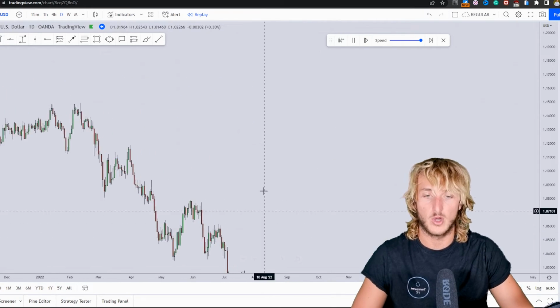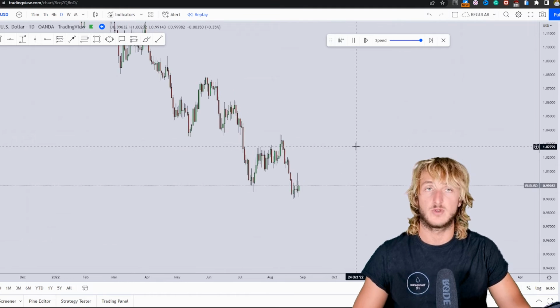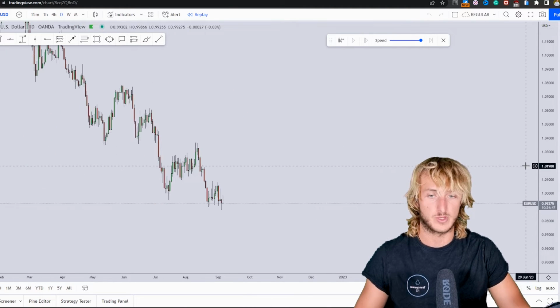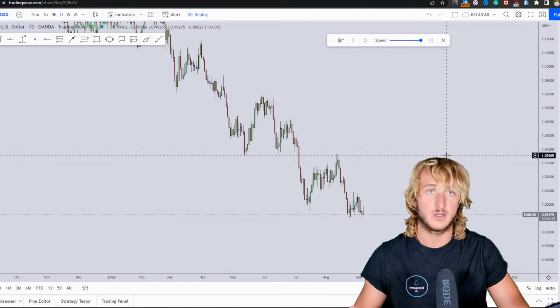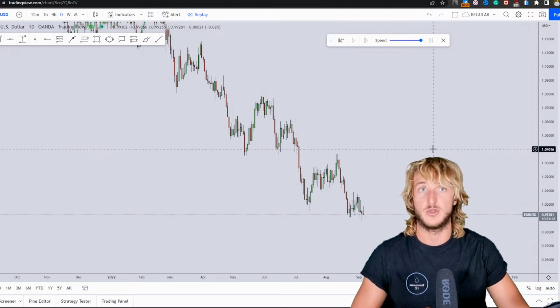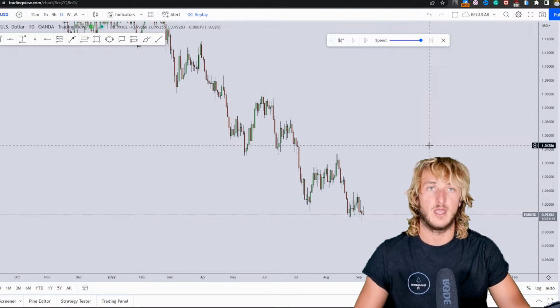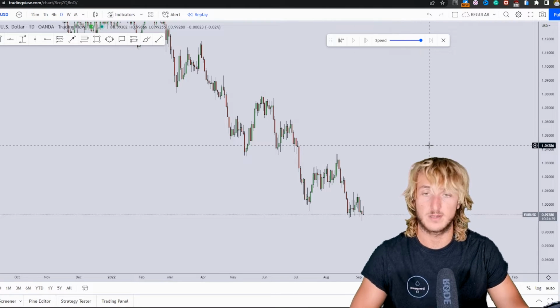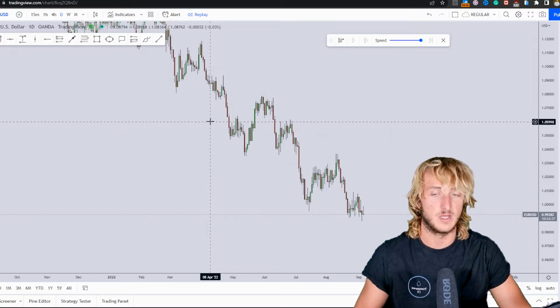Well, at that point, what you could simply do is, for example, only look for shorts, because if you're in a downtrend, there is a higher probability that your setup will actually play out if you're only looking for shorts, right? It increases your probabilities.